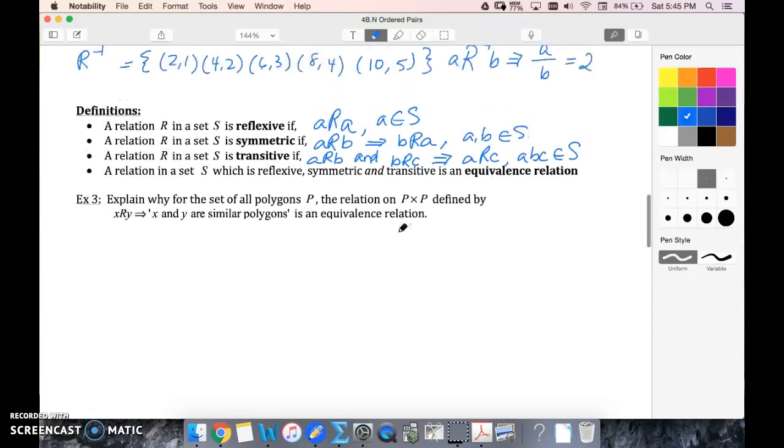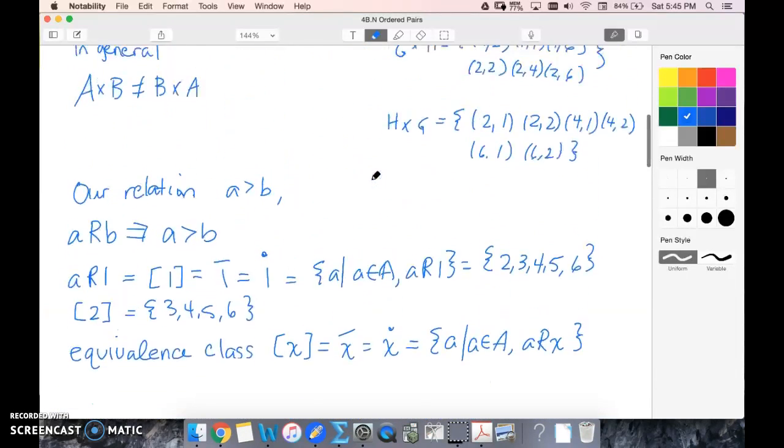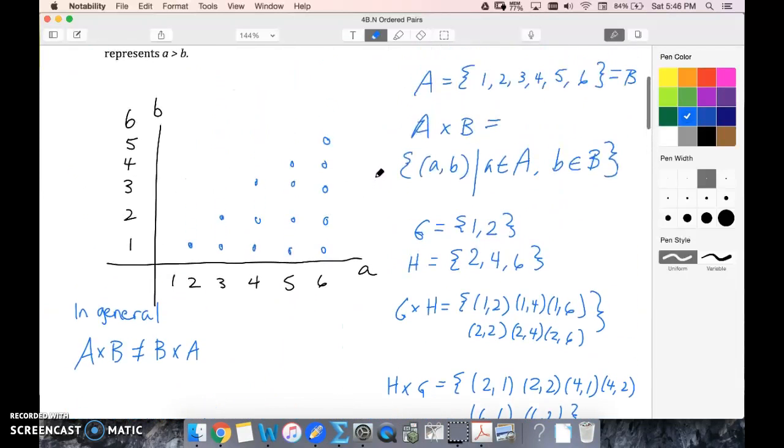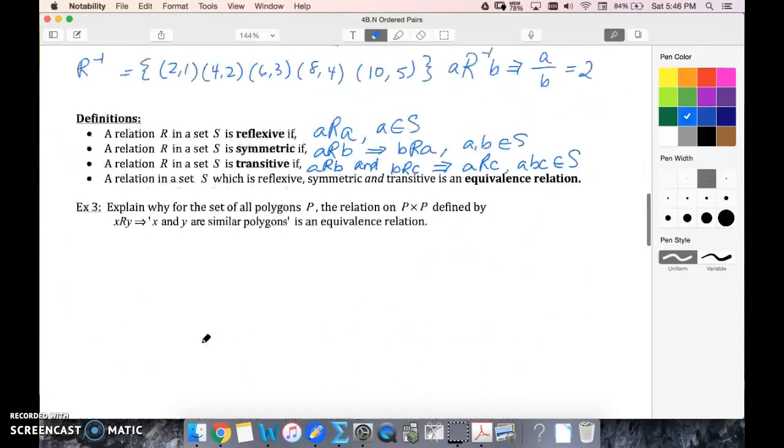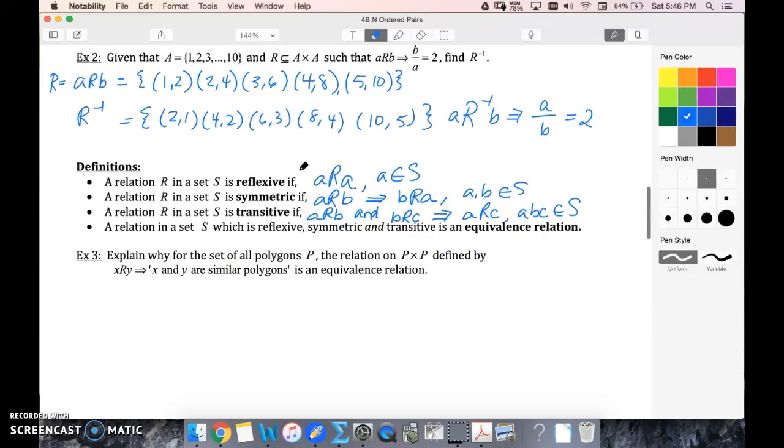And back up here where we talked about equivalence classes, these are the equivalence classes. Equivalence classes are more specifically within relations. So here we had a relation, and more specifically, they're within an equivalence relation. So we have equivalence classes in equivalence relations. We have an equivalence relation if these three things are true.